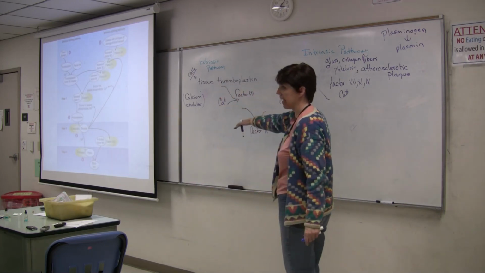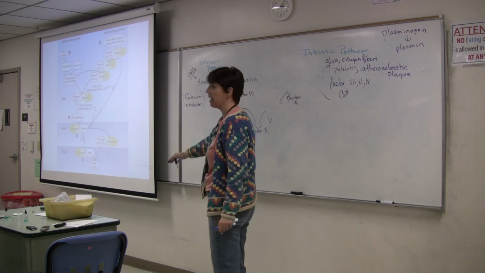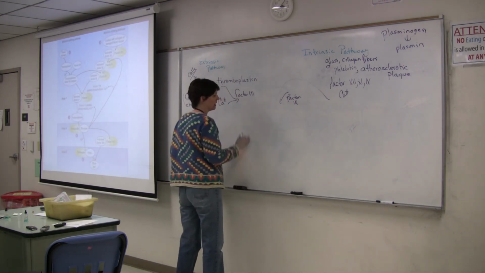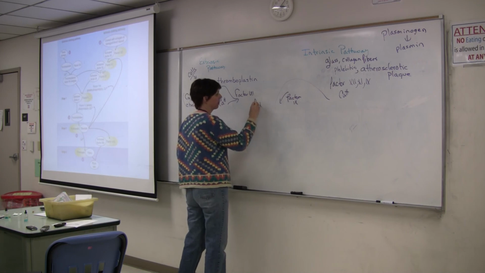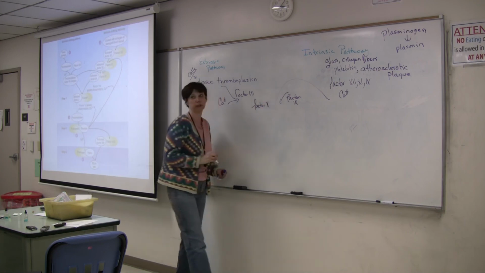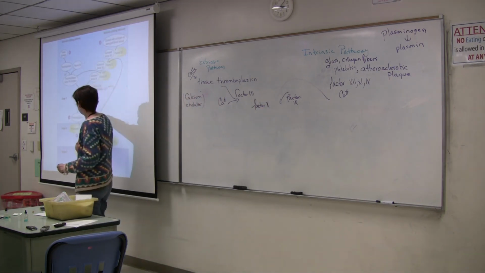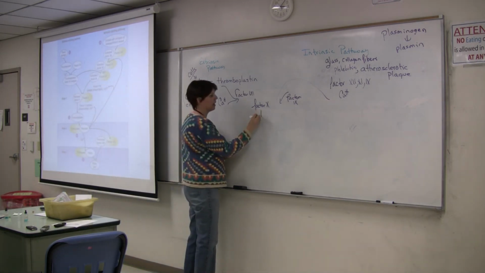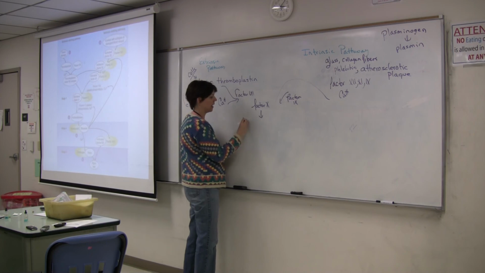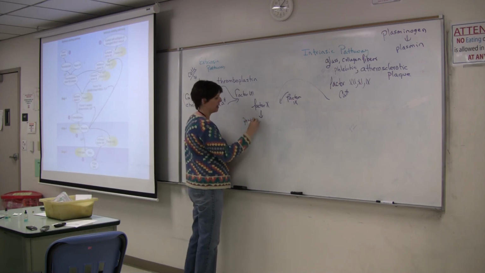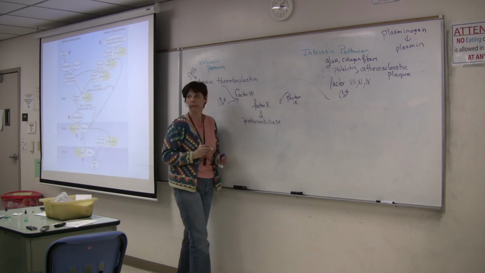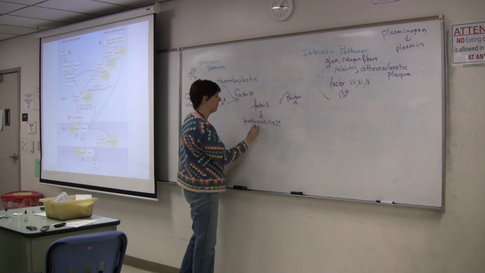Once factor 10 is added, then we have a pathway that is in common. So everything follows this pathway from factor 10 on, and I want you to know that. It's this one right here. Okay, so factor 10 is going to activate an enzyme, again, already in the blood, made by the liver, known as prothrombinase. ASE indicates it's an enzyme.